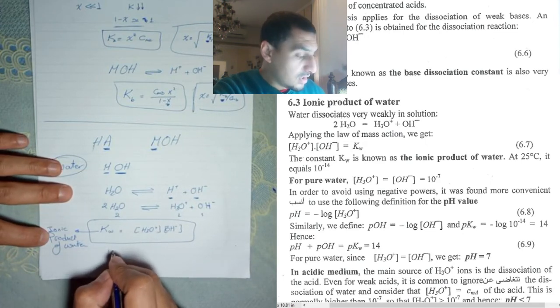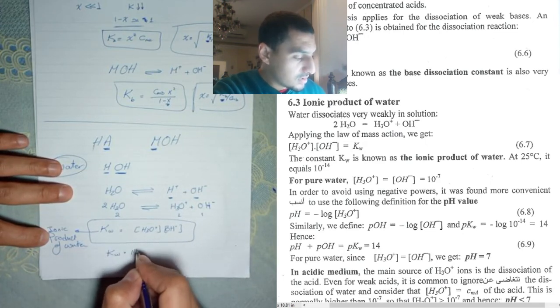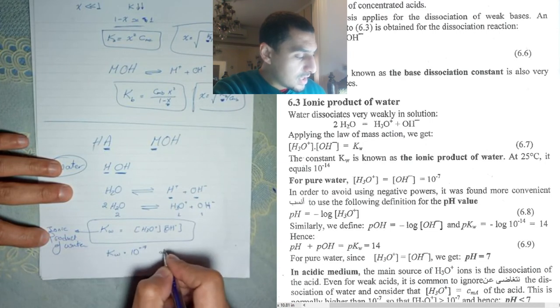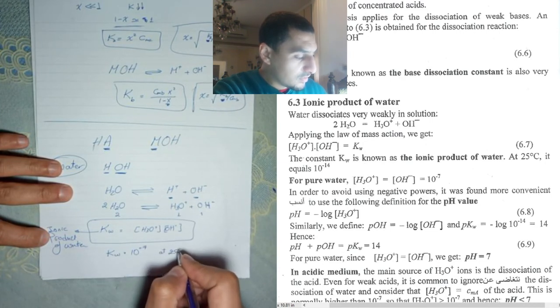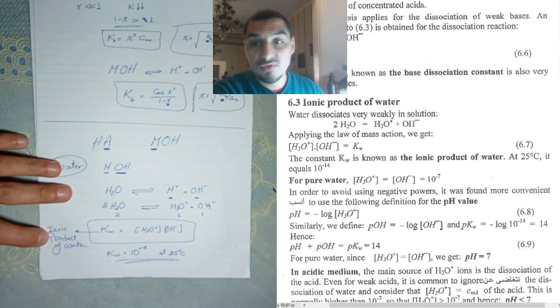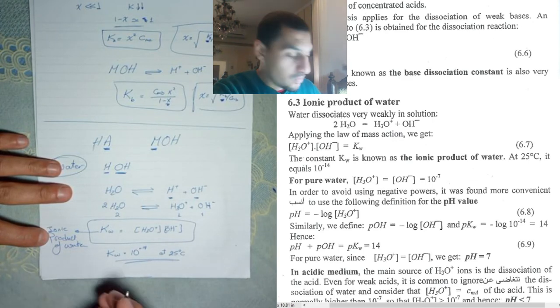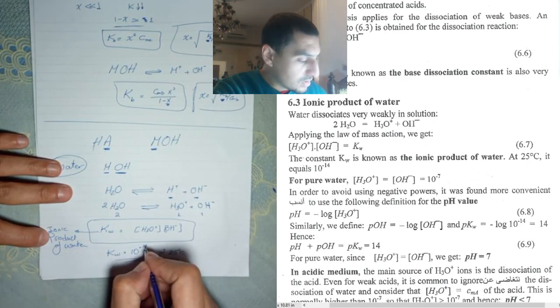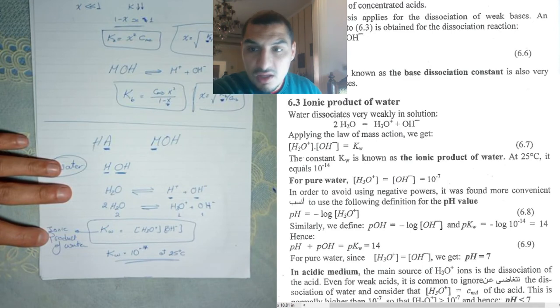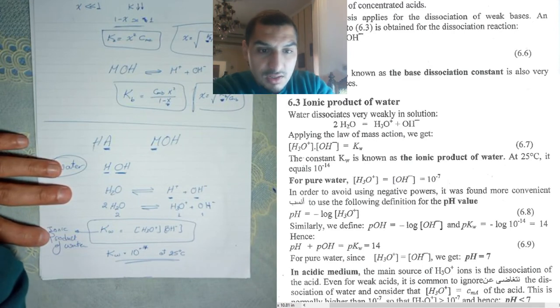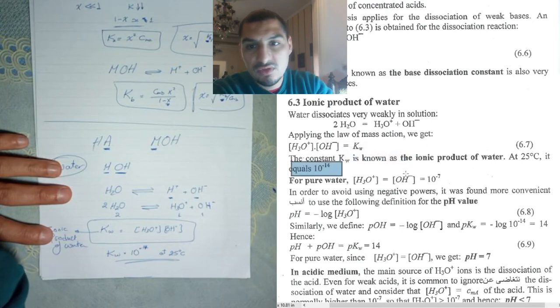So the K for water equals 10 to the minus 14 at 25 degrees Celsius, which means that if the temperature changes, this K will change. It's 10 to the minus 14. I'm not sure if it's clear here or not, but it's 10 to the minus 14. Okay.